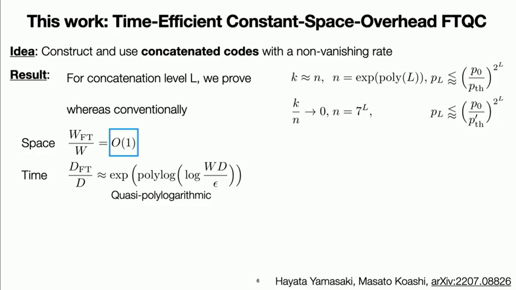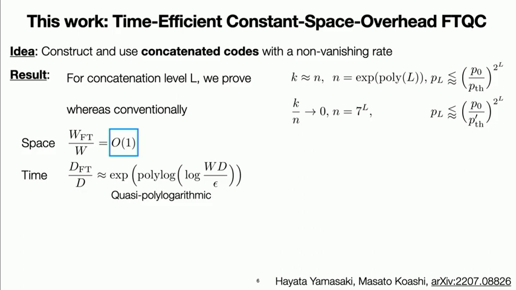In this work, we newly developed a protocol to achieve time-efficient, constant space overhead FTQC. The idea is to construct and use a new class of concatenated code that achieves a non-vanishing rate, rather than quantum LDPC code. For this class of concatenated code, as we increase the concatenation level L, we prove that the number of logical qubits grows linearly as we increase the number of physical qubits per code block.